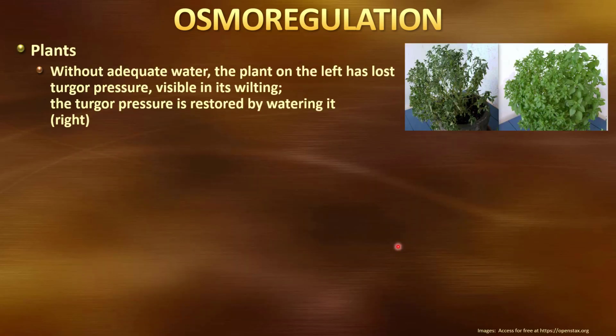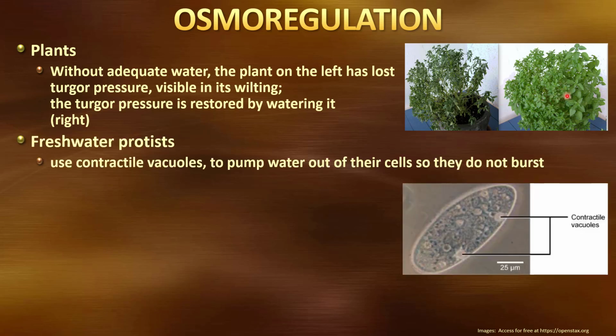So in plants, if they don't have enough water, we lose this turgor pressure. It causes visible wilting. If we give them water, it will increase that turgor pressure, which is what we see here on the right. A protist that's in fresh water is typically going to have a higher solute concentration inside the cell. It's got sugars and proteins and ions and lots of other things inside that cell. This type of a cell then is constantly being bombarded with water coming in.